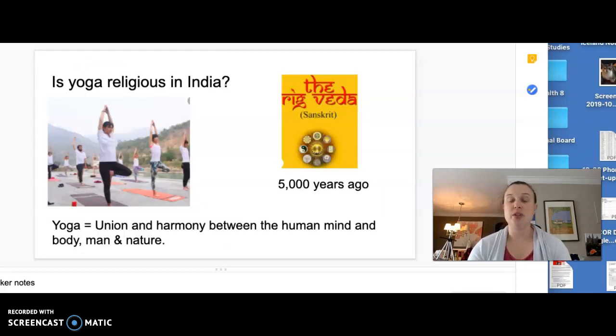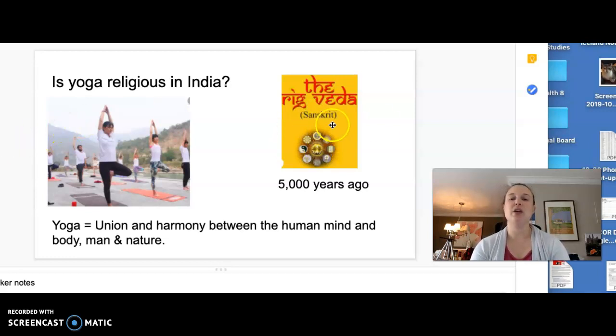Another question was about yoga. Some of you saw in the India pictures there was yoga. And people were asking, when was yoga developed? Is it religious? The answer is kind of complicated. And here are some basic notes about it.